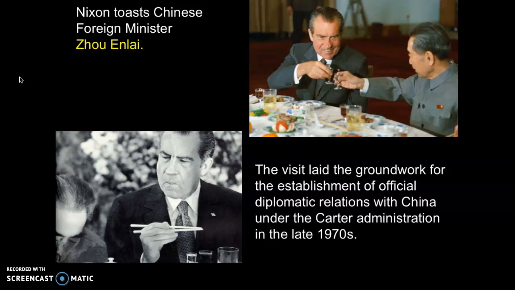Any of you who are opera fans, if you ever see the opera Nixon in China, it does a pretty good job of covering some of the details of what happened. But on the whole, it was an extremely successful visit and laid the groundwork for the establishment of an official diplomatic relationship with China, and that would be achieved under the presidency of Jimmy Carter in the late 1970s. So these are three of the significant foreign policy achievements of the Nixon administration.